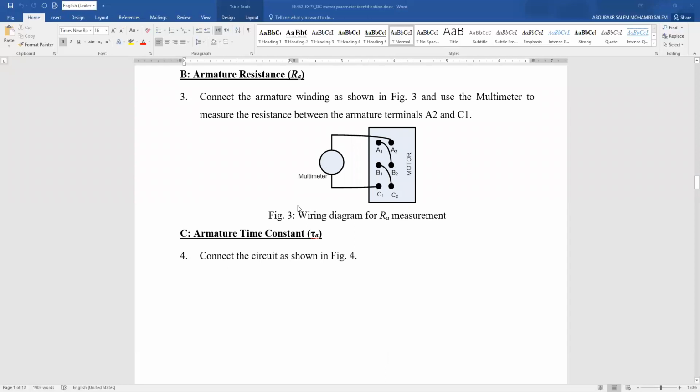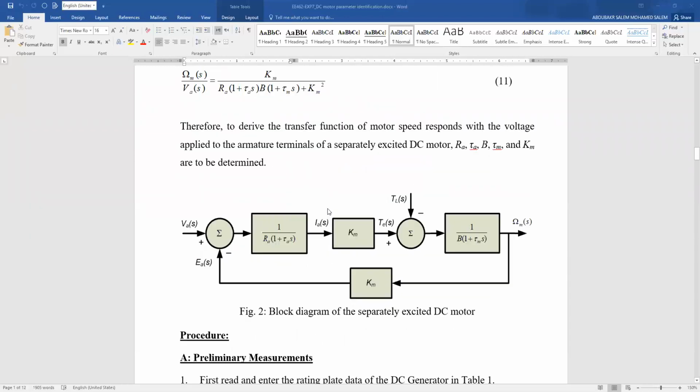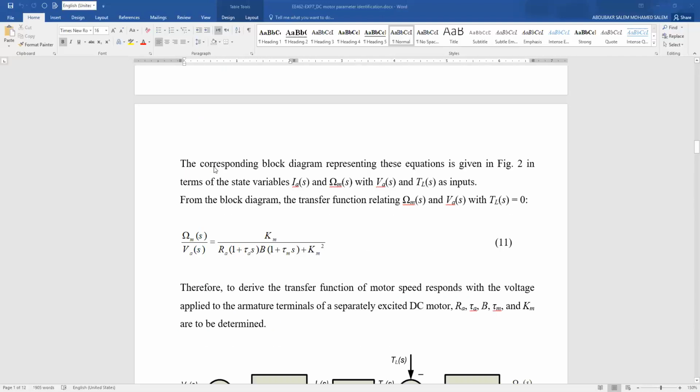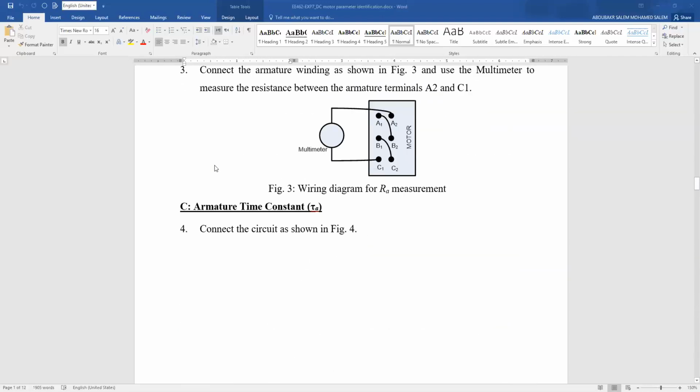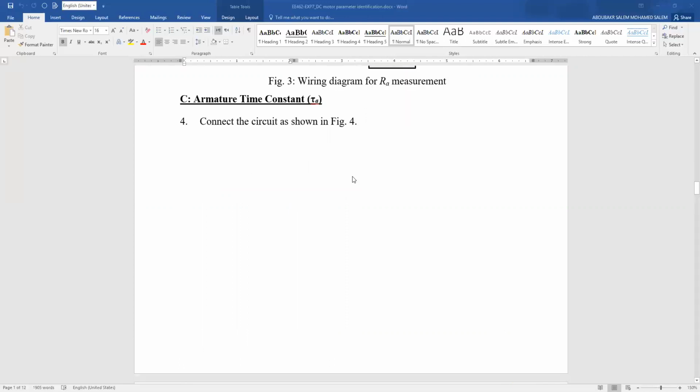The third part, or part number C, we need to calculate the armature time constant. Armature time constant, which we have defined before in the mathematical equation. Electrical time constant is nothing but inductance divided by the armature resistance. So how can we calculate the electrical time constant? Here we need to make a test by connecting the machine, like in figure number 4.